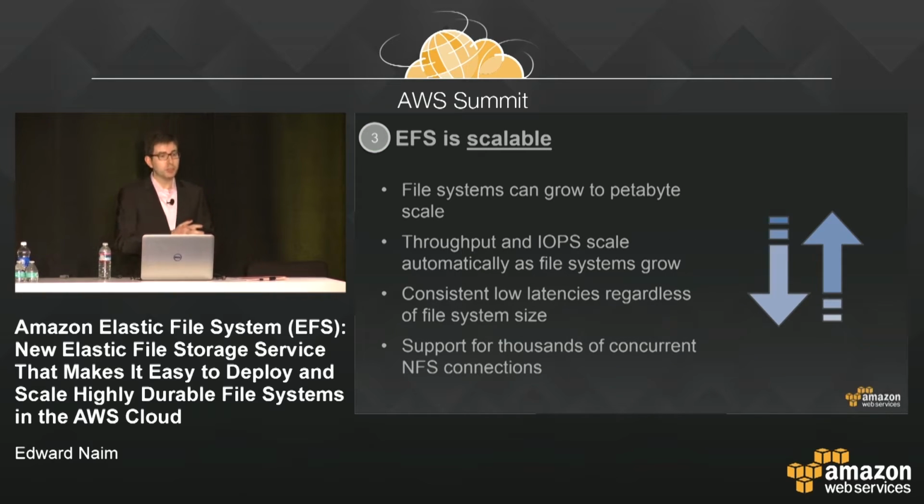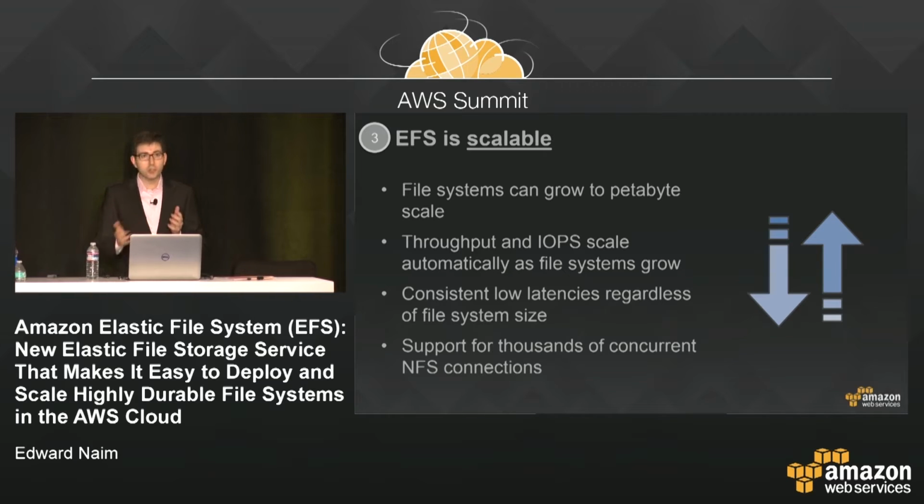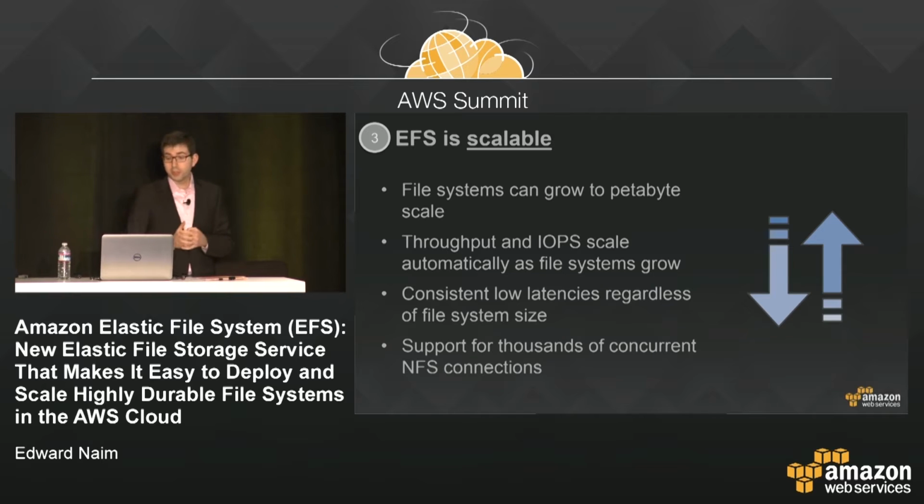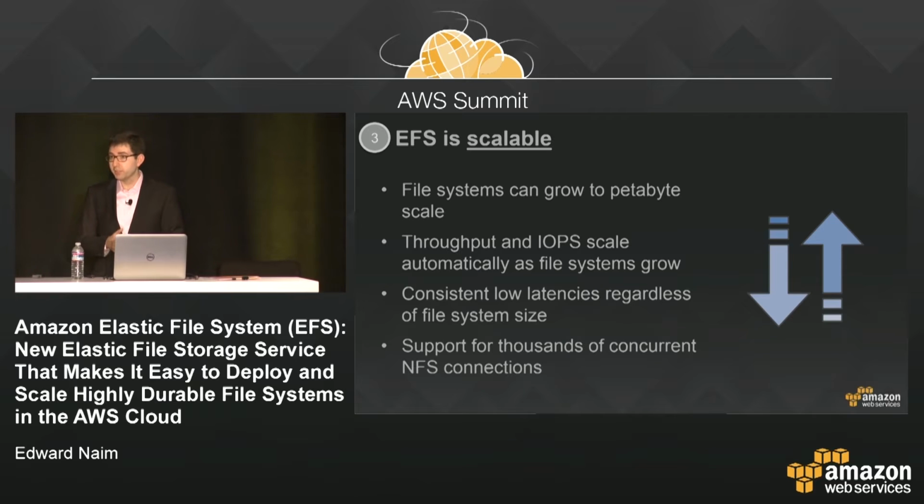And EFS is scalable. File systems can grow to petabyte scale. And as they're growing, there's no need to reprovision, adjust performance settings, or do anything in order for your file systems to grow. EFS just does it all automatically for you. It provides throughput and IOPS that scale automatically as the file system grows. With each gigabyte stored, you get a particular number of IOPS and a particular amount of throughput. So as the amount of storage space you're using grows, the throughput and the IOPS you can drive to that storage increase automatically.